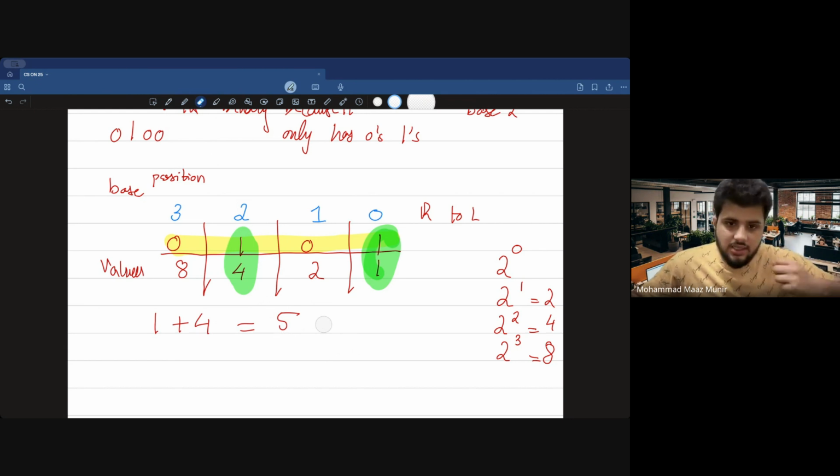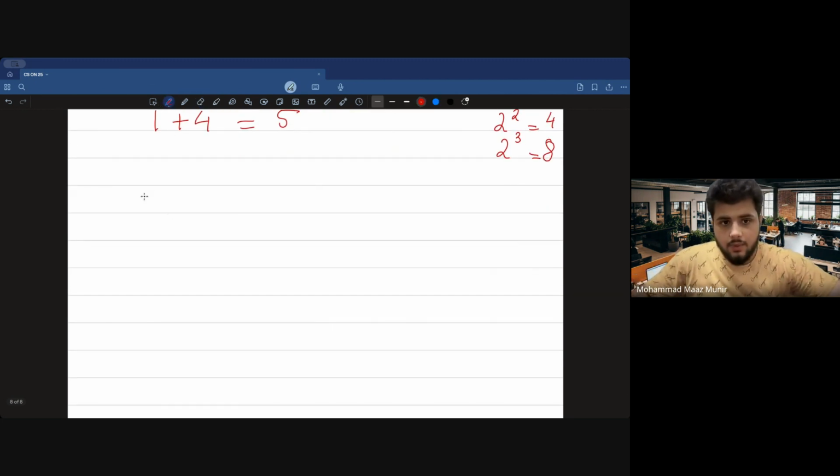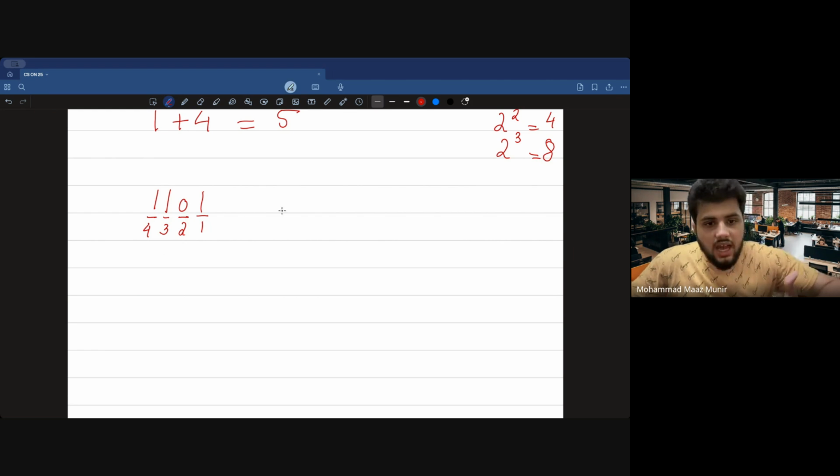Just write 5, they will understand that it's the whole thing. Okay, I'm explaining this again. Let's say I have a number 1101. This is a binary number. Now, every single digit, this is one digit, this is the second digit, this is the third digit, and this is the fourth digit. All four of these digits have some value.